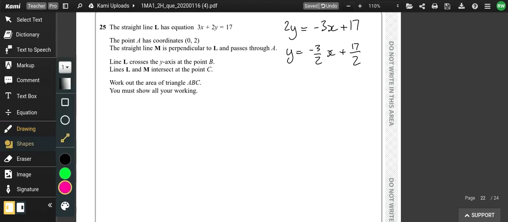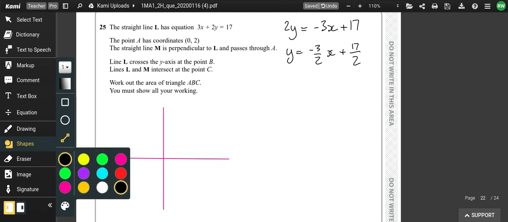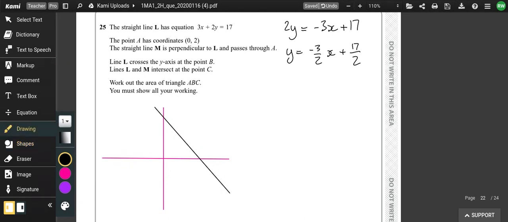Let's try and plot an approximate graph there. Something like that. So this is going to go through, when x equals 0, y is 17/2, and it's a negative gradient, so it's going to do something like that. Let's work out these points. We've said that's 17/2. And this point here, when y equals 0, we're going to put 3/2 x. Just rearrange that, times both by 2. X equals 17/3. So this point here is 17/3.